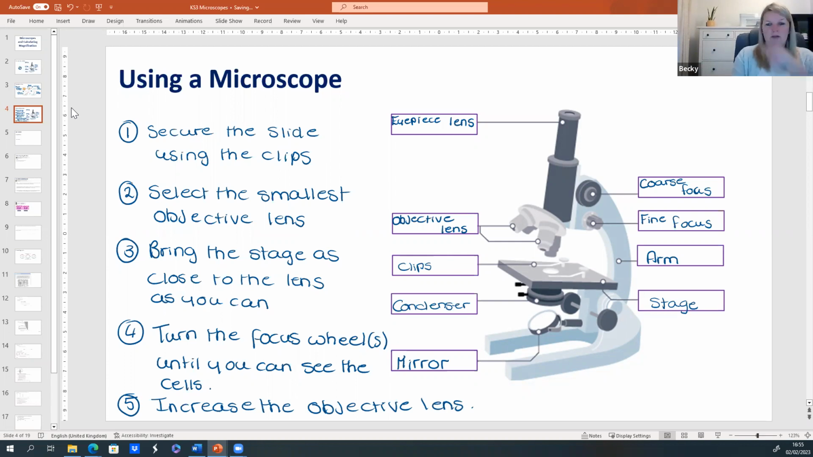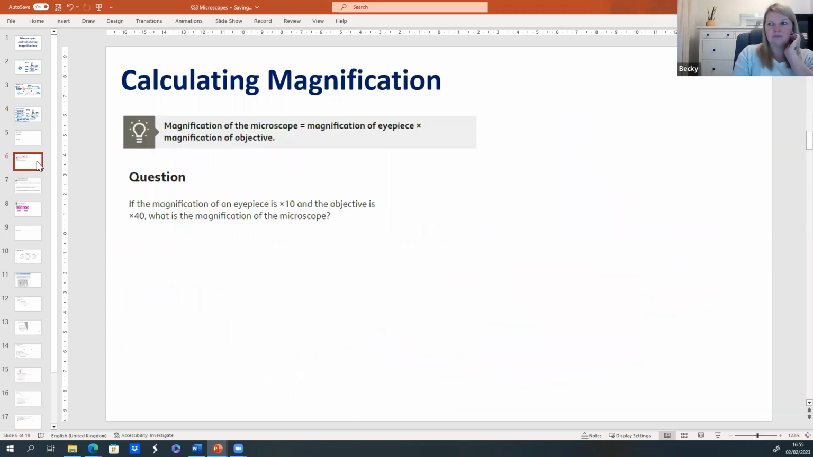Amazing, guys. Well done. Right, now, thinking about magnification. He did talk about this in the clip. When we're thinking about what magnification the microscope is producing, all we have to do is think about the magnification of the eyepiece lens, and multiply it by the objective lens.